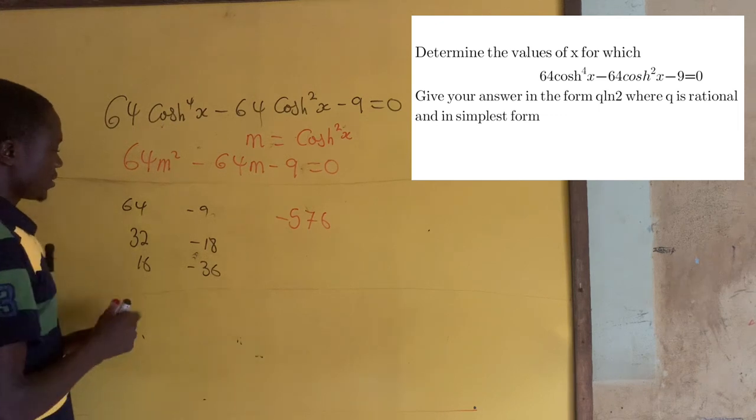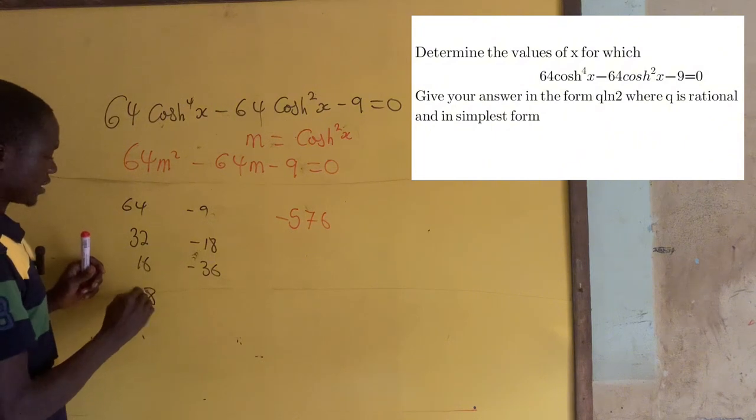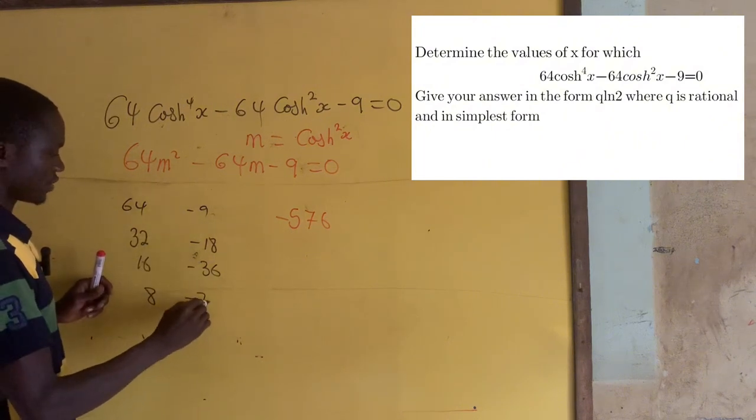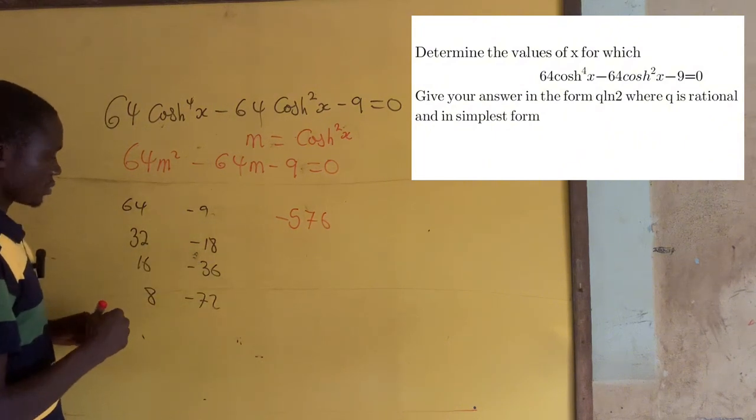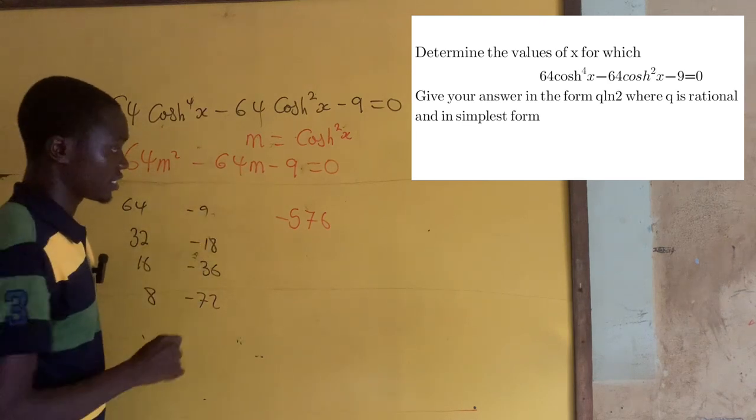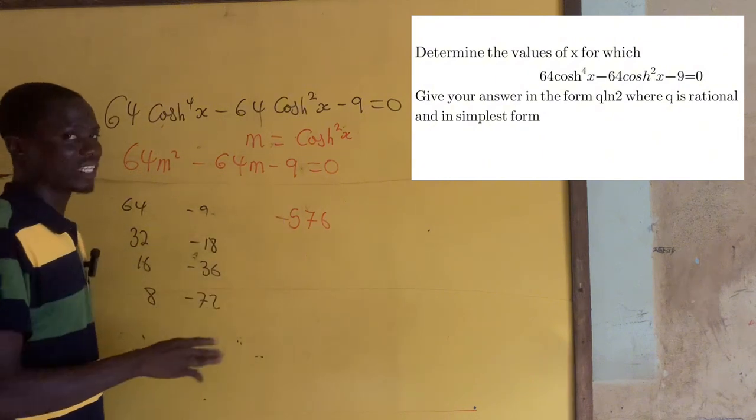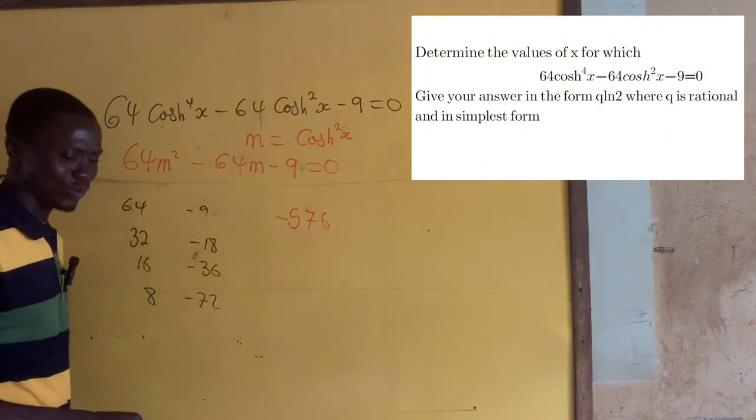Okay. 8 divided by 64 is 8, and 8 times this is minus 72. Now 8 plus minus 72 gives me 64. So it factorizes. So do not worry yourself going through this. Just use the quadratic formula or completing the square and go your way.